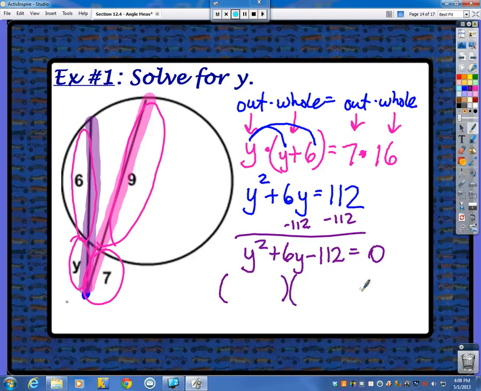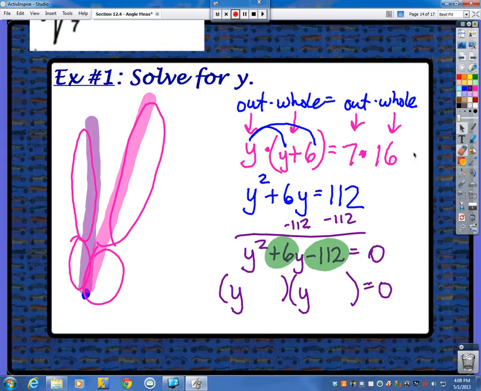Now we can try to factor this. I don't know how much luck we're going to have here, but we could do y times y, and this is more the easier factoring problem. We need two numbers that multiply to be negative 112, but add to be 6. So let me move some of this out of the way here.